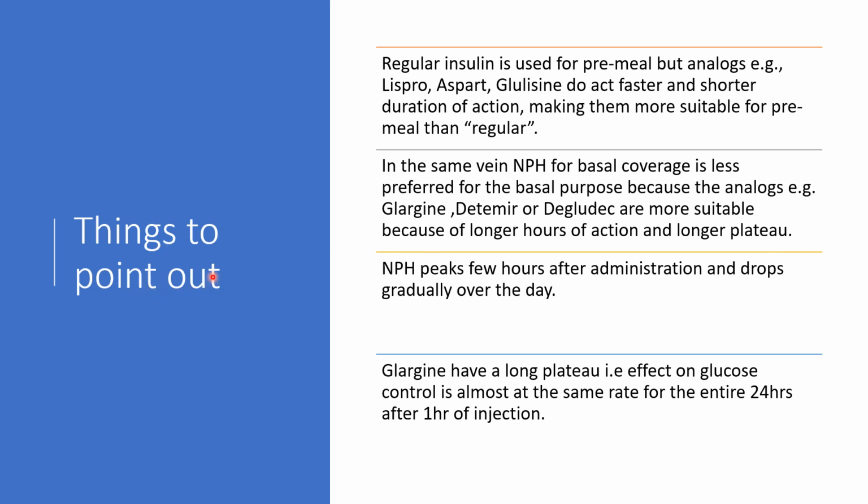There are certain things to point out when it comes to insulin. Regular insulin is used for pre-meal, but analogs, for example lispro, aspart, and glulisine, act faster with a shorter duration of action, making them more suitable for pre-meal than regular. In the same vein, NPH for basal coverage is less preferred, and with that, the analogs glargine, detemir, or degludec are more suitable because they have longer hours of action and a longer plateau. NPH peaks a few hours after administration and drops gradually over the day. Glargine has a long plateau, meaning the effect on glucose control is almost at the same rate for the entire 24 hours after 1 hour of injection.